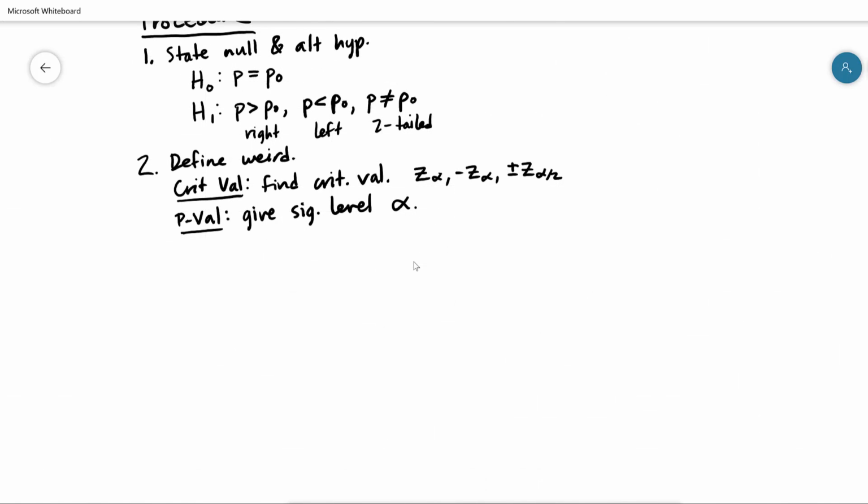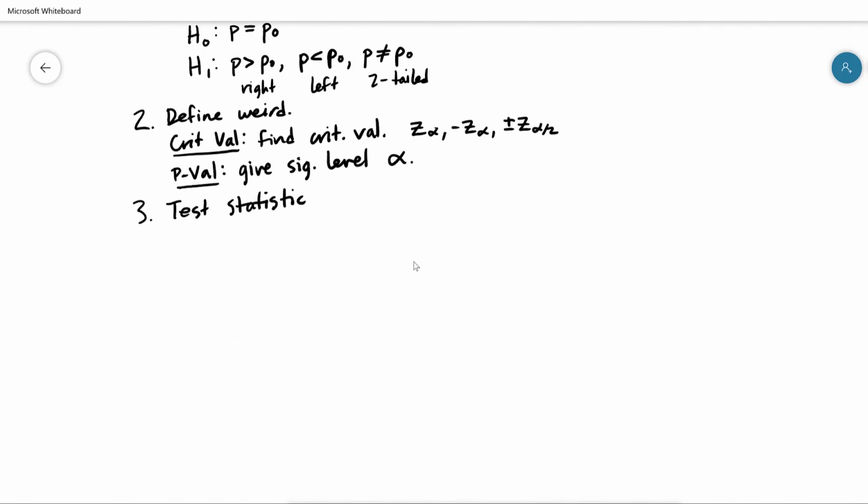Step number 3, we need to compute our test statistic. So this is where we actually look at our evidence and see what its z-score is. And in this case, the z-score for the test statistic looks like the following. We take the observed proportion, so p hat, this is the proportion that we found in our sample. We subtract off the presumed proportion, and then we divide by the standard error, which should look familiar. The standard error in this case looks like this, p0 times 1 minus p0 all over n with a big square root of that thing. So this is what our test statistic looks like.